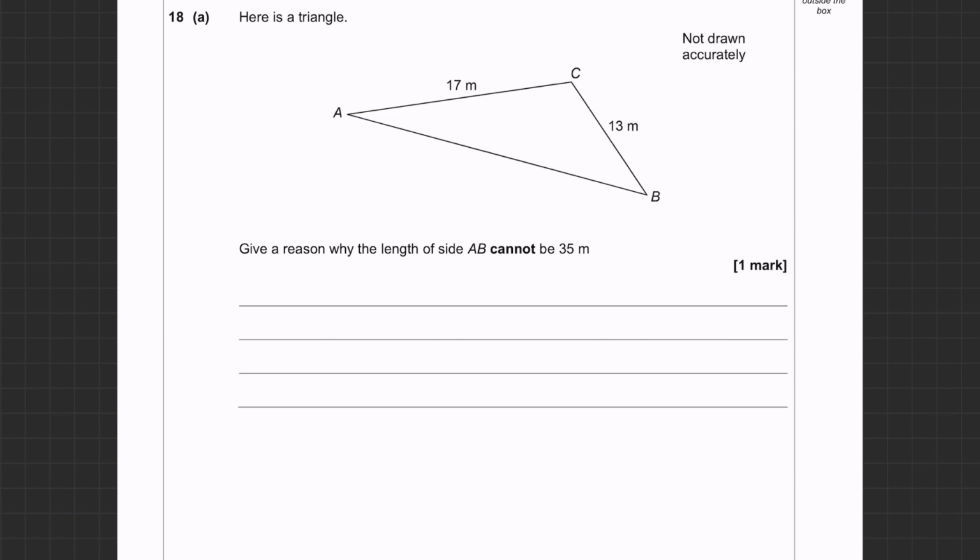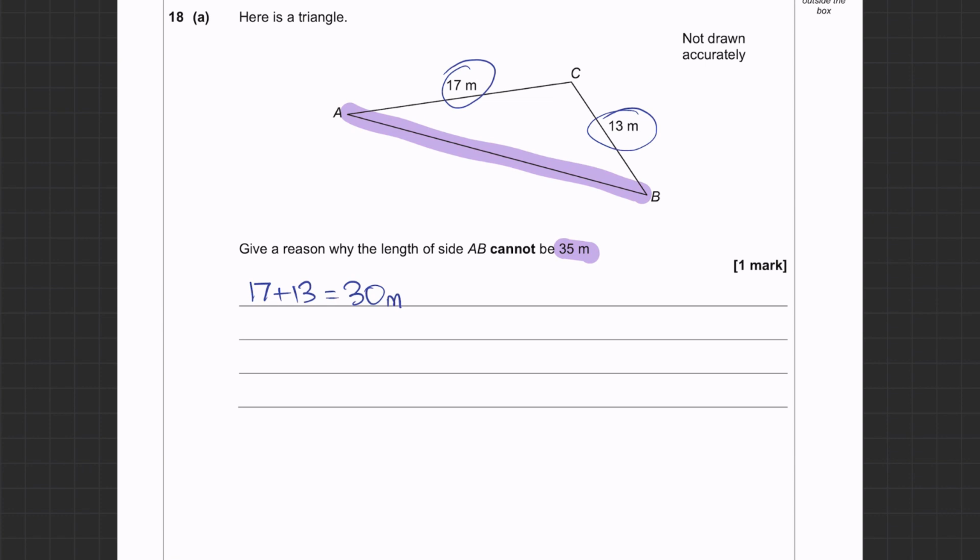For this question, we've got this triangle, and it says, give a reason why the length of side AB, which is this side here, cannot be 35 meters. There's a few different ways you could explain this, but the one key thing you need to do is say, well, what's 17 plus 13? Well, 17 plus 13 equals 30 meters. Why can AB not be 35 meters? Well, AB can't be bigger than 30 meters, because otherwise AC and CB won't even reach. So it can't make a triangle.